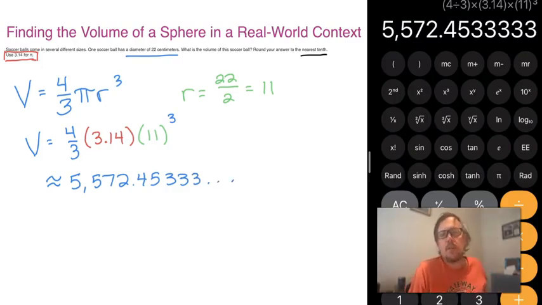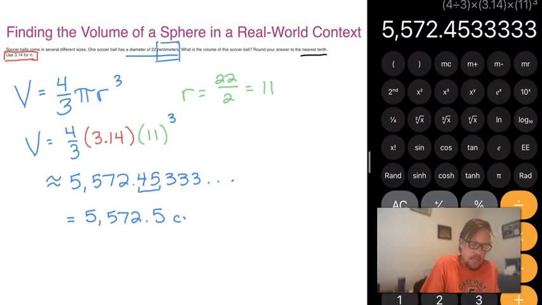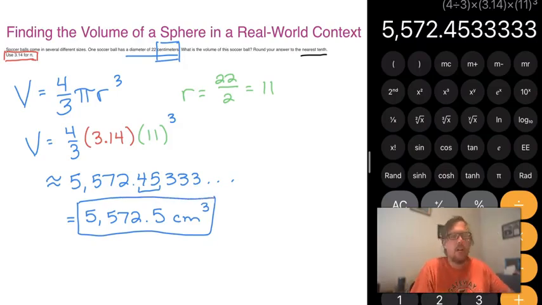But I really just care about those first two places after the decimal because the problem said round to the nearest tenth, which means I just need to know whether that 4 rounds up or rounds down. 4, 5, I'm going to round up. So my answer is 5,572.5. The unit that the problem gave me was centimeters. And because I'm measuring in volume, the unit is going to be cubic centimeters. So that is the volume, cubic centimeters, of a soccer ball.